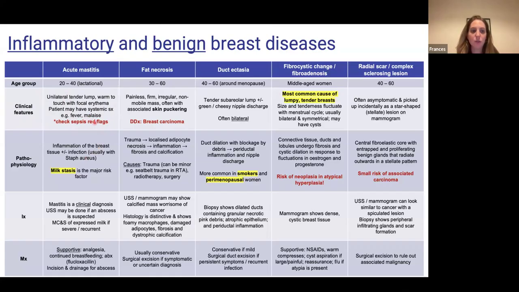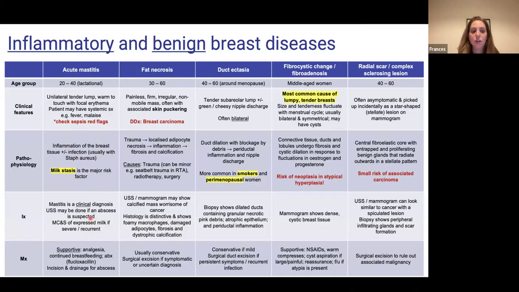So you need to check your sepsis red flags. Major risk factor is milk stasis. So you really don't want them to stop breastfeeding. The treatment is to continue breastfeeding because if you leave the milk static in the ducts, it's obviously prone to infection. So that's going to exacerbate the symptoms. If it is infected, which is not always, sometimes it's just inflamed, but if it's infected, it tends to be Staph aureus. So if you needed antibiotics, you would give flucloxacillin normally.